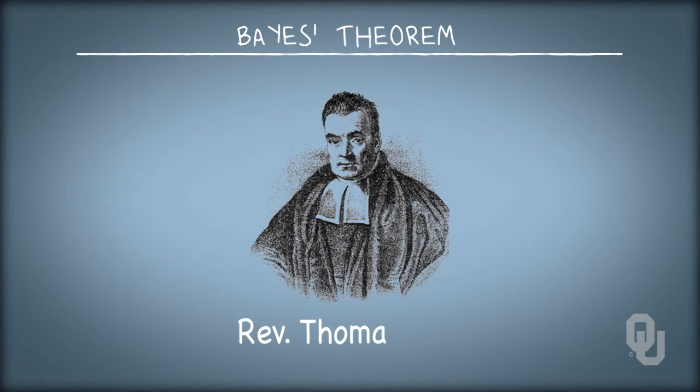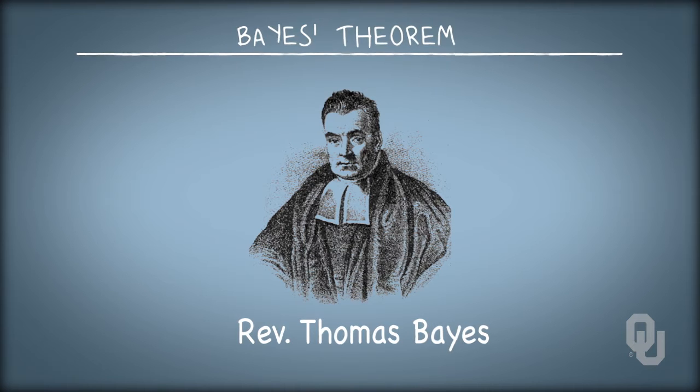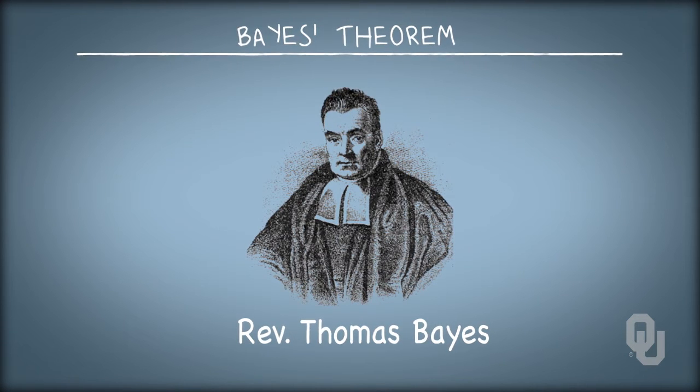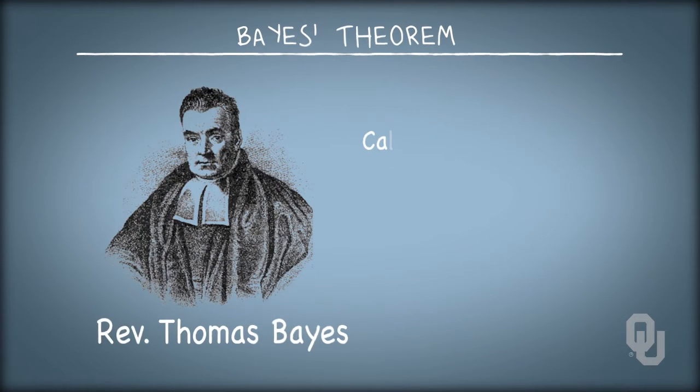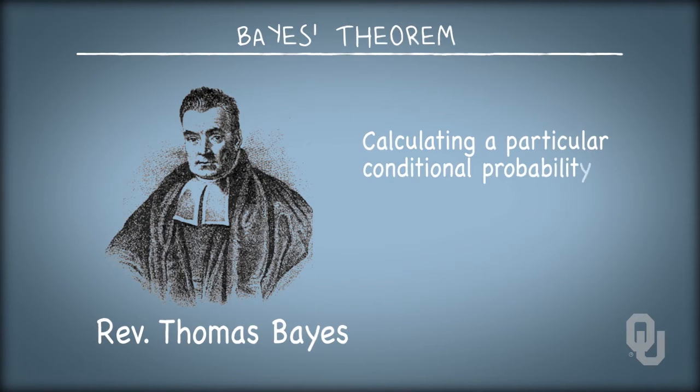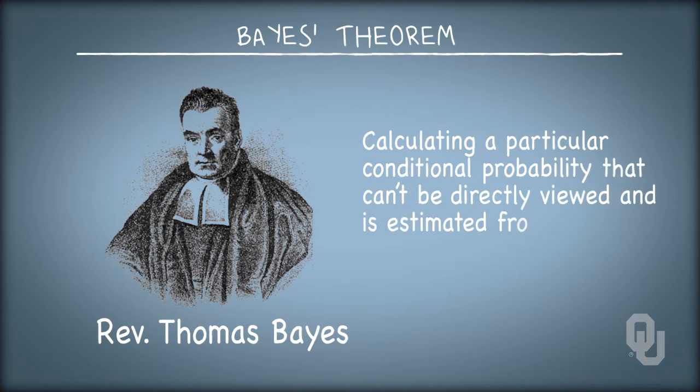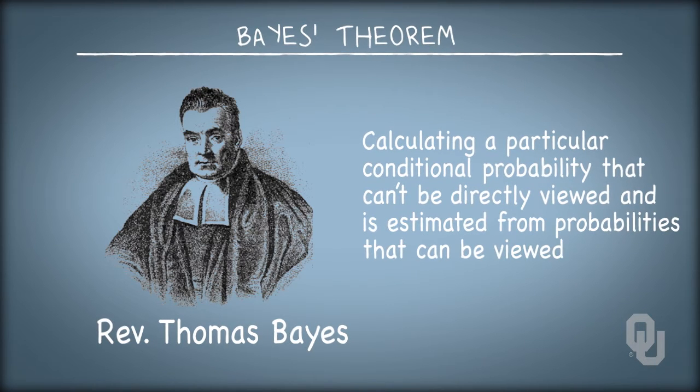It's named after the Reverend Thomas Bayes, an 18th century English Presbyterian minister and amateur statistician. His inverse probability problem was published after his death and has become very popular in calculating a particular conditional probability that can't be directly viewed and is estimated from probabilities that can be viewed.